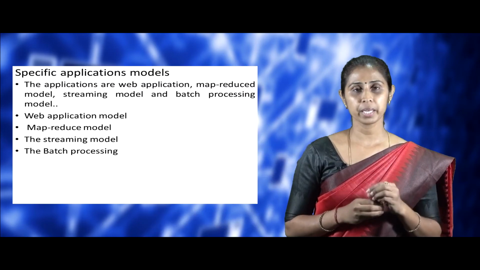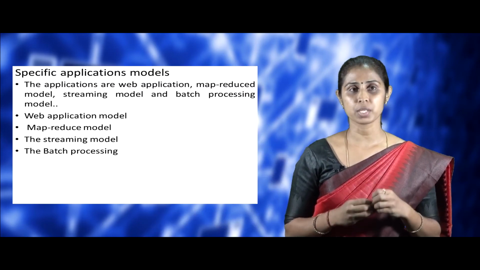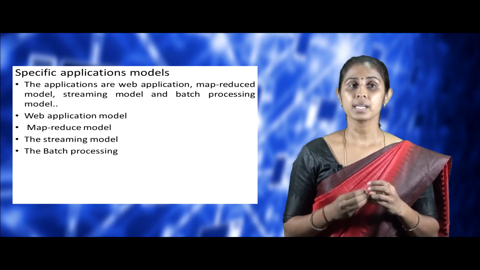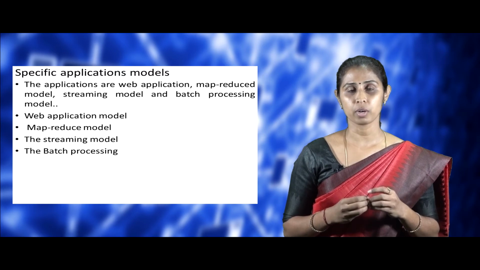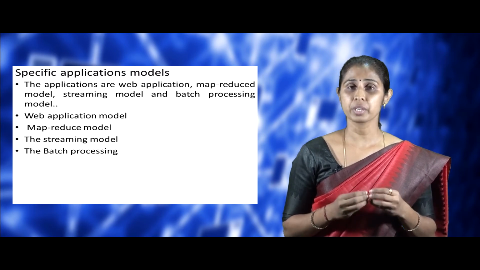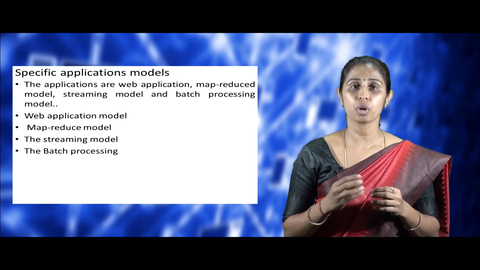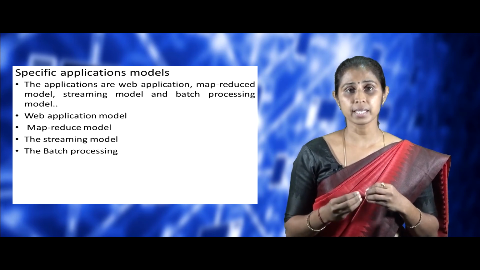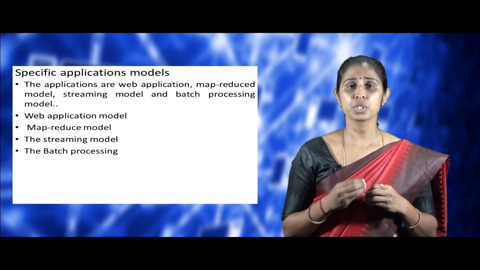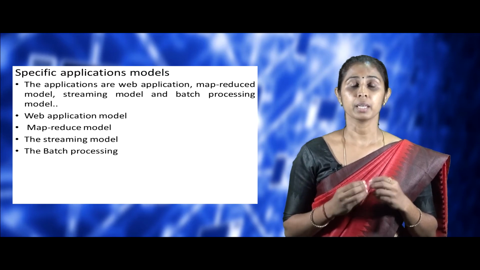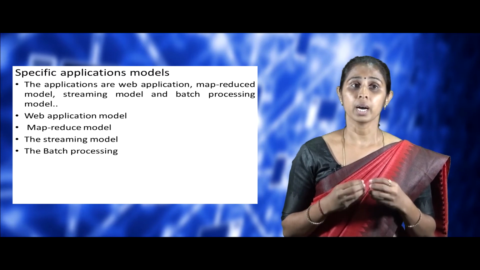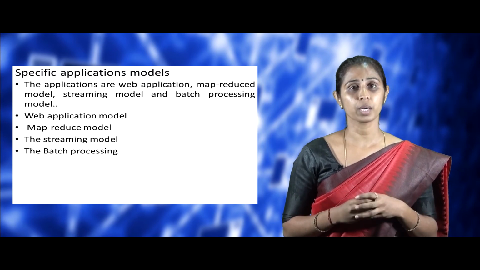There are some specific application models getting benefit from SDN. The applications are web application, map-reduce model, streaming model and batch processing model. In all these models, the traditional network did not support much in all of its tasks. In the web application model, user expectation is low latency and spontaneous response, which is crucial in traditional networking. The map-reduce model requires a large amount of network bandwidth and computing power to process the workload.